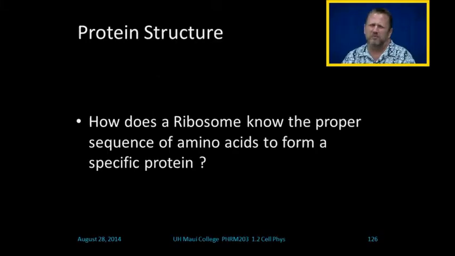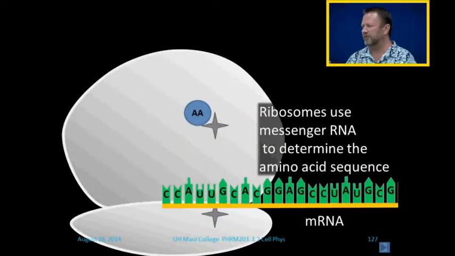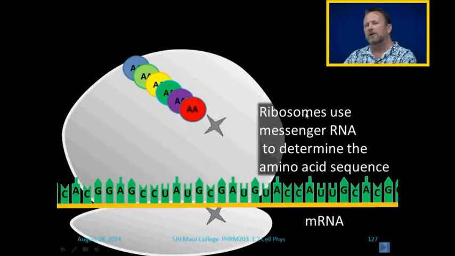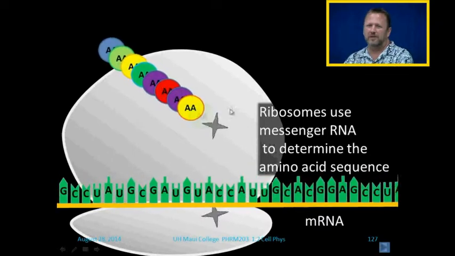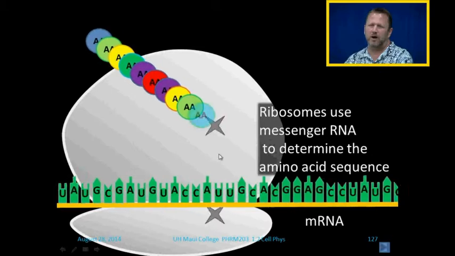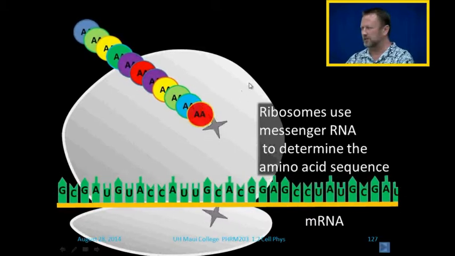How do ribosomes know the proper sequence of an amino acid to form a specific protein? Well, they get that information from messenger RNA. So here the ribosome is using messenger RNA to determine the amino acid sequence. So here's my messenger RNA coming into the ribosome to form this amino acid sequence.